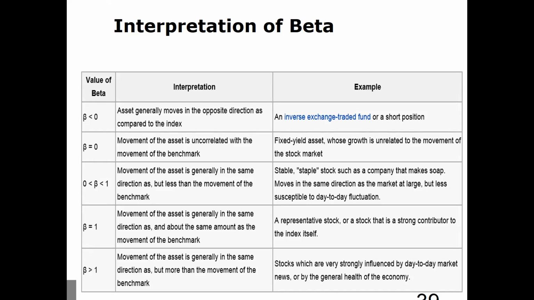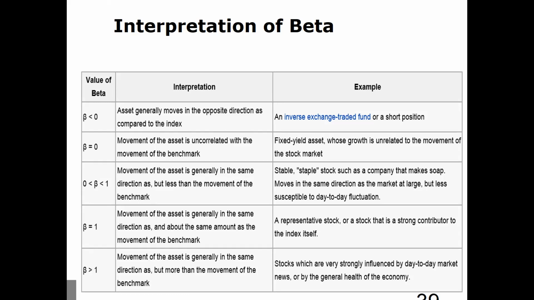It is extremely rare to find a security like that. Okay, next is zero beta. A zero beta indicates that our stock is more or less uncorrelated, or it has nothing to do with the benchmark movement. Finding a stock like this is also relatively hard, but there are some fixed yield assets in the bond market which are relatively unconnected to the movement of the stock market. So it is possible to find some assets which have a beta very close to zero.